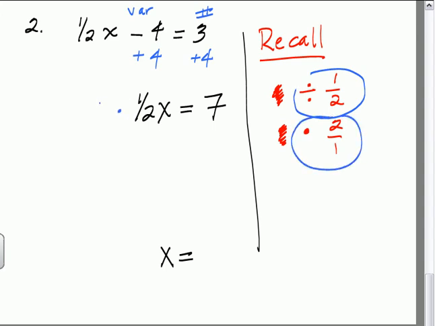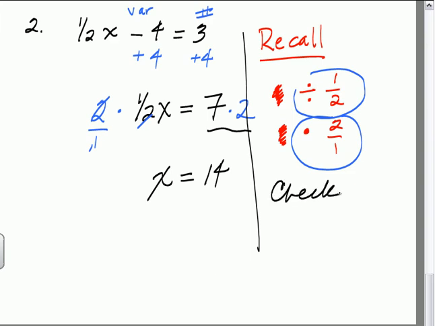So I'm going to multiply this side by 2 and this side by 2. What happens over here on the left? Well, if you want to, you can put that over 1. 2 times 1/2, everything cancels. We're left with 1x, which is what we wanted. And on the right, 7 times 2 is 14, and that's what we already suspected was our answer. Okay, and if you don't mind, I'm just going to say the check is left to the student.